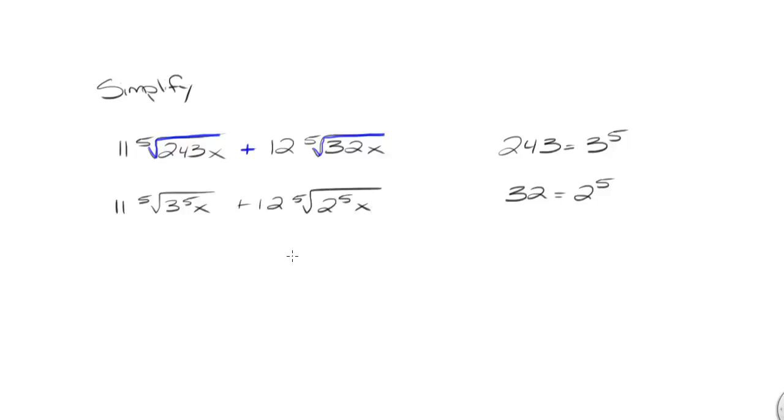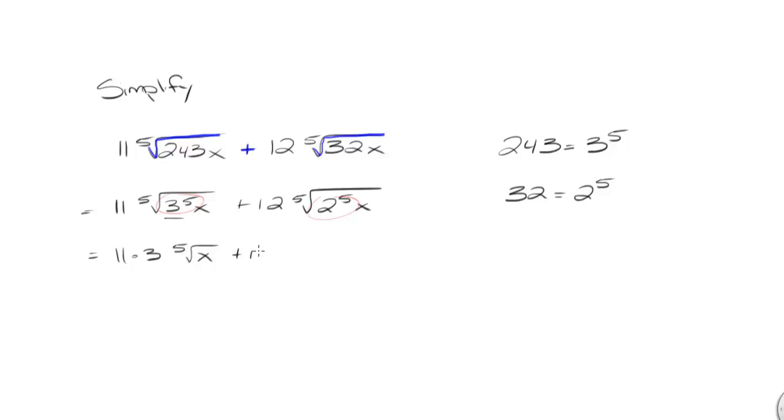All right, and then what I'm going to do is actually take the 5th root of these factors right here, the 3 to the 5th and the 2 to the 5th. When I do that, it comes to the outside of this expression. So what I'll have is 11 times 3. This 3 right here is the 5th root of 3 to the 5th. And then underneath the radical, I just have this x left over.